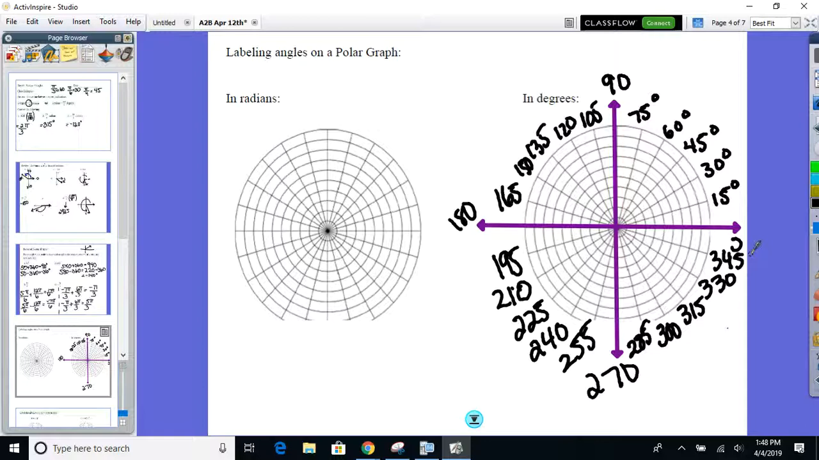Well, we already know if that's 90, what's going to be up here in radians. Anybody remember 90 converted? Pi over 2? Thanks, Gabe. What about 180? That's going to be what here? 180 is what in radians? Pi. So pi. Yep, great. What about down here? 270?